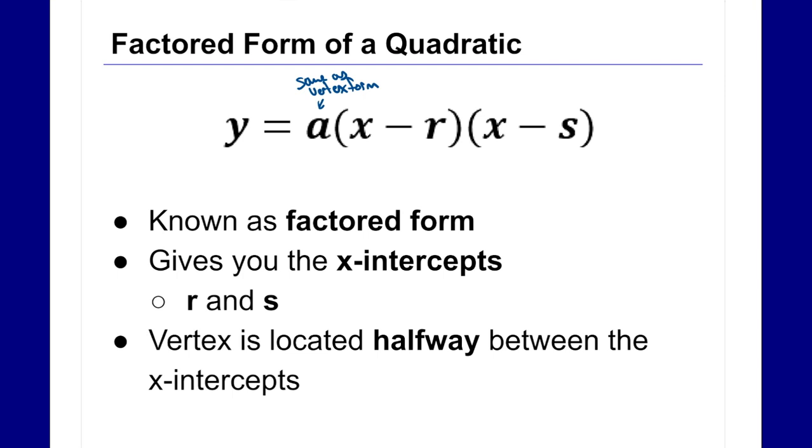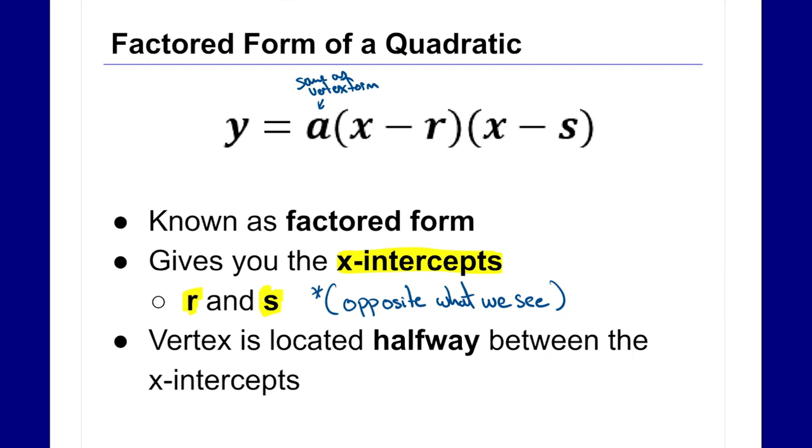Now r and s are different, right? R and s are actually the x-intercepts, because that is what this form gives us. This form gives us the x-intercepts. So it's another way that we can graph this, or it gives us some other key pieces of information. So we're given the x-intercepts. Now, one thing to note, similar to the h value, because this general equation has a negative in it already, our r and s, or the x-intercepts, are opposite of what we see.